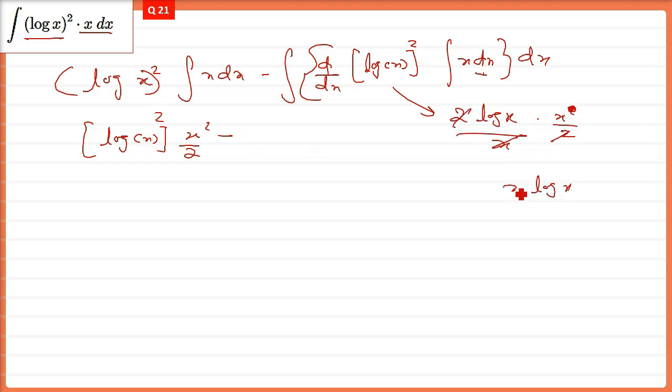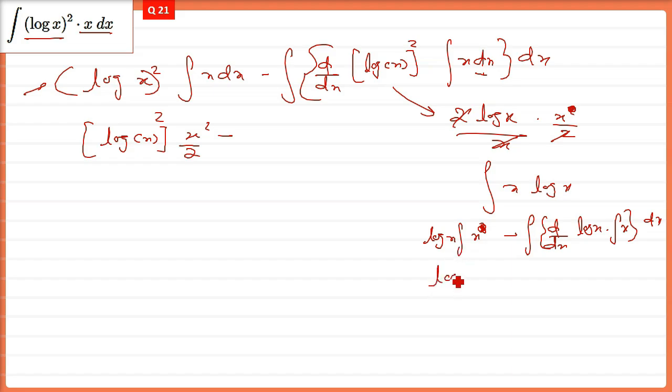So we'll just integrate it again, and then we'll put the answer in this second step. And you already have done x log x. So log x has to be taken as the first function, integration of x minus integration of d by dx of log x and the integration of x, this both has to be multiplied, and the result has to be integrated. Log x, integration of x will be x square by 2, minus d by dx of log x is 1 by x, integration of x is x square by 2, so this will be x square log x by 2.